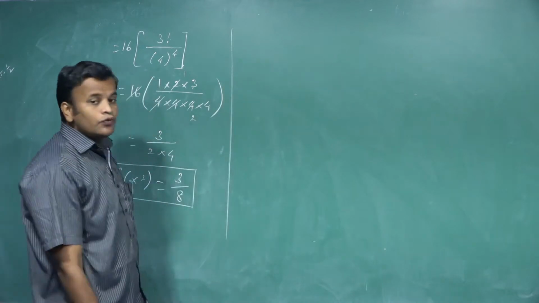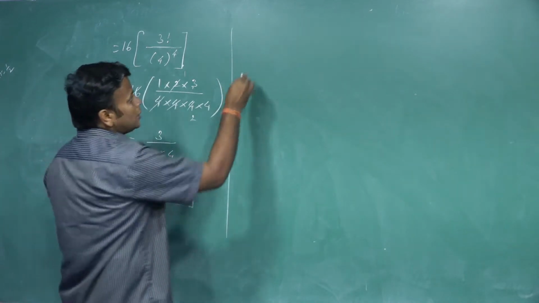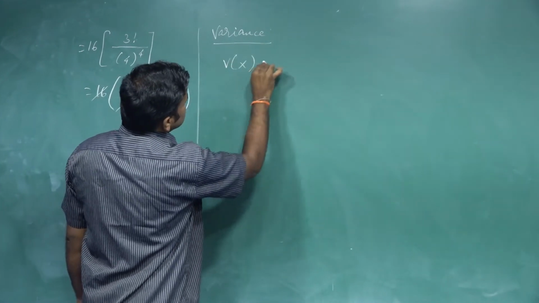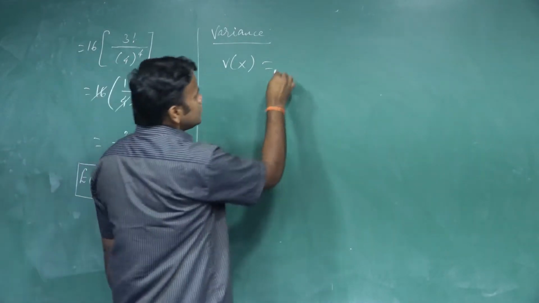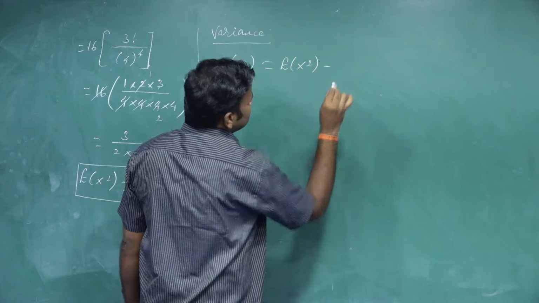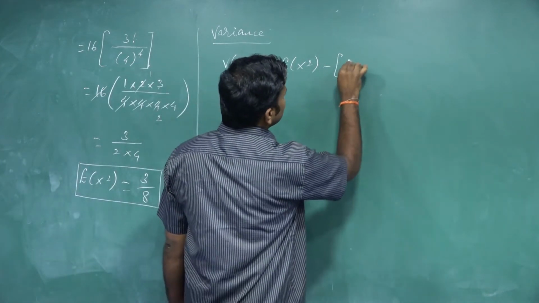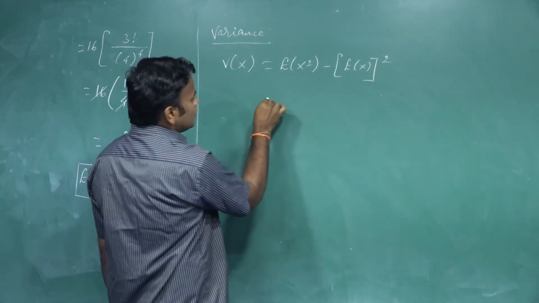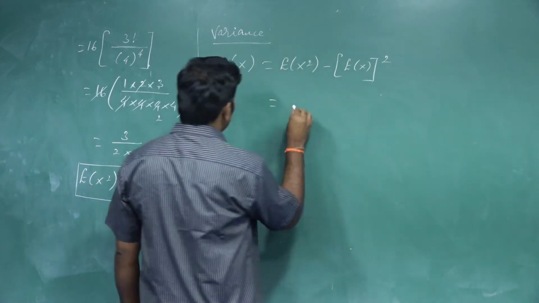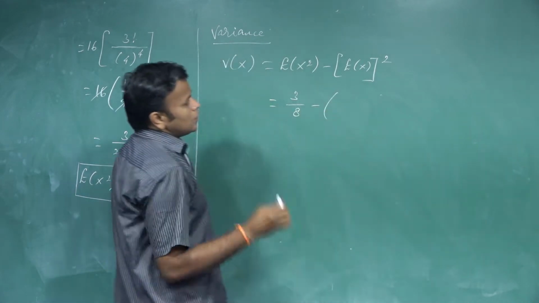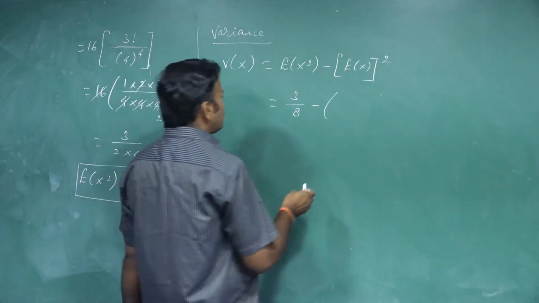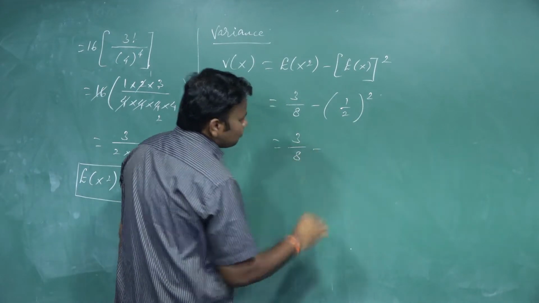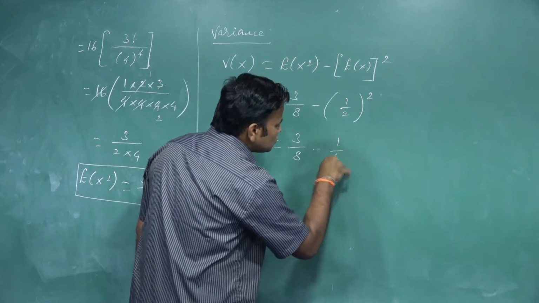Next, we write the formula of variance. The symbol of variance is V of x and whose formula is E of x square minus E of x the whole square. So it is the formula of the variance. We found the value of E of x square is 3 by 8, minus E of x the whole square, that is the mean square. The value of the mean is 1 by 2 whole square. 3 by 8 minus the value of 1 by 2 the whole square, which is 1 by 4.